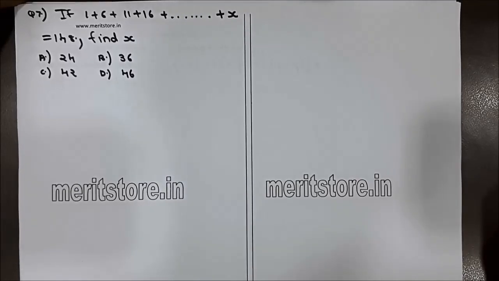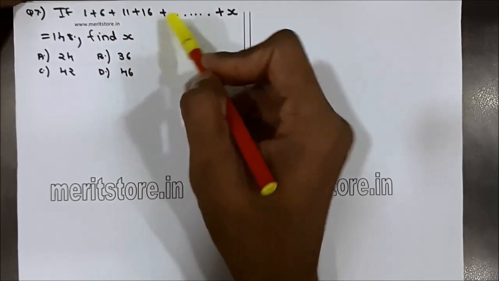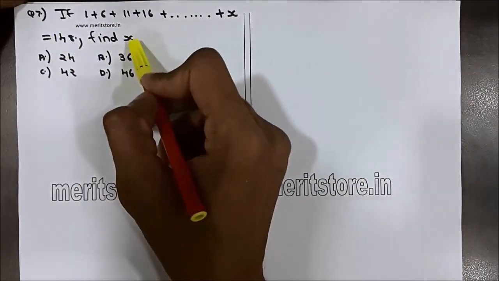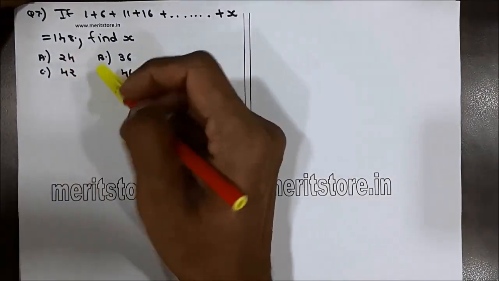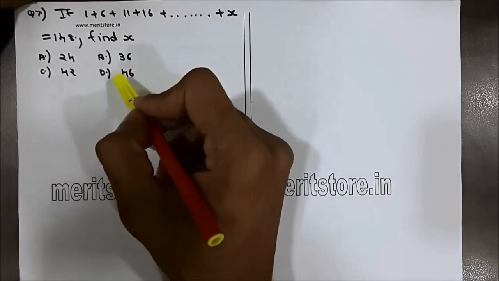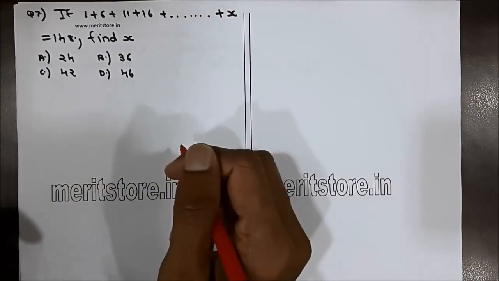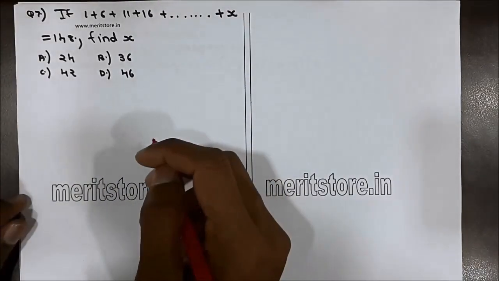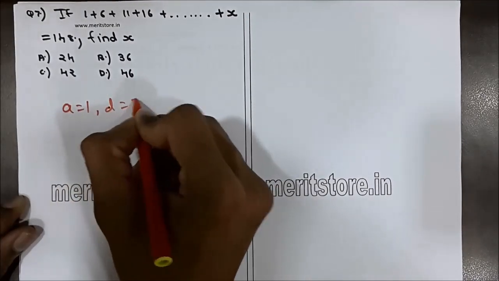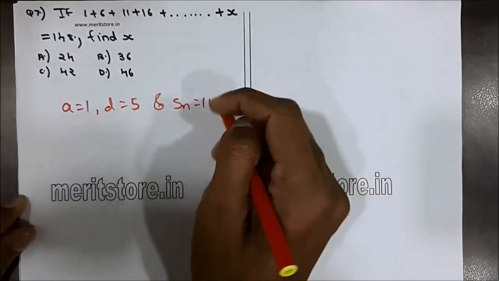Question 7. If 1 plus 6 plus 11 plus 16 plus and so on up to x is equal to 148, find x. We have 4 options: A 24, B 36, C 42 and D 46. So the terms of the given sequence are in AP with a equal to 1, d equal to 5 and Sn equal to 148.